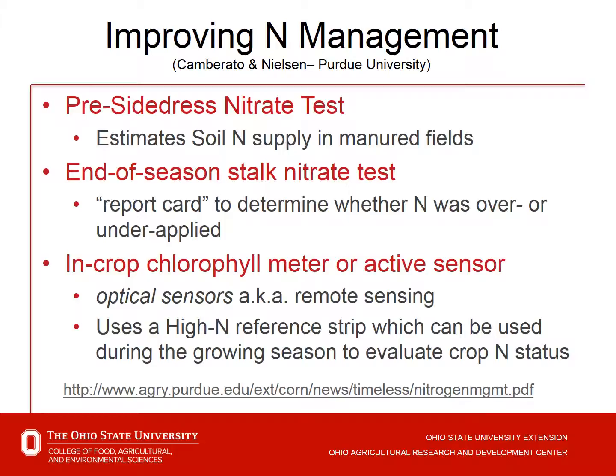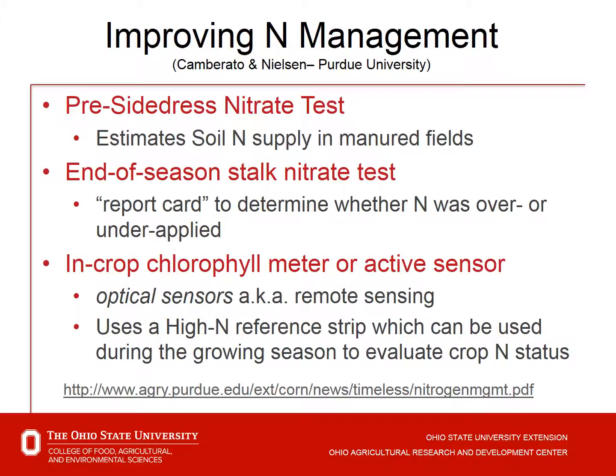There are some notes here I'll run quickly through from Purdue University, Jim Camberato and Bob Nielsen. I kind of like how they put some of these thoughts together. They thought there are some ways to improve nitrogen management. The pre-sidedress nitrate test might be one tool to think about. In a livestock situation or for manured fields, this has more value than we've been taking advantage of here in Ohio. So something to think about there. There's also an end-of-season stalk nitrate test, which can give you a report at the end of the season whether or not you overapplied or underapplied your nitrogen.